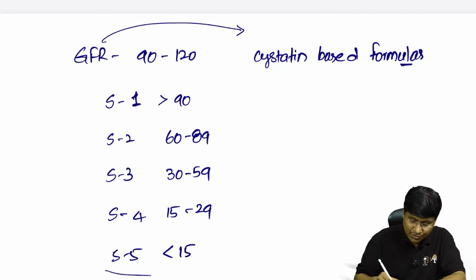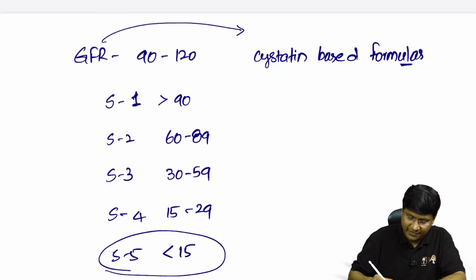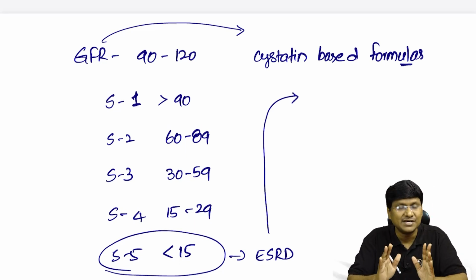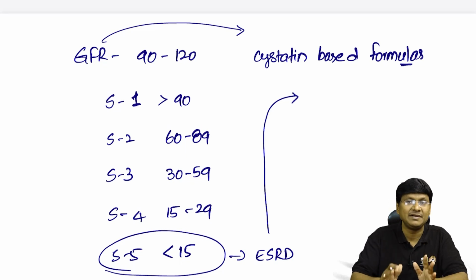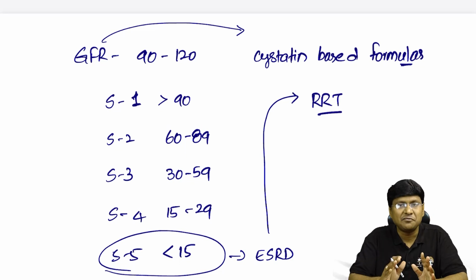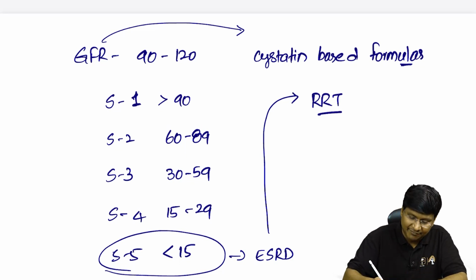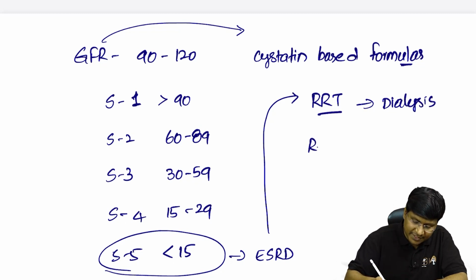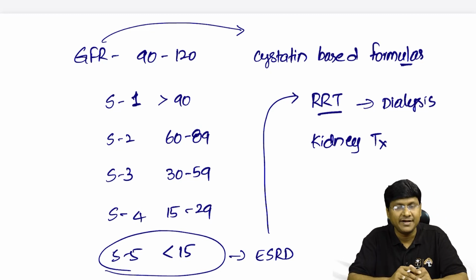When the individual goes into GFR less than 15, we call it end stage renal disease. Once the individual develops end stage renal disease, they will require renal replacement therapy. What forms of renal replacement therapy do we have? One option is dialysis, and another important option is kidney transplantation.